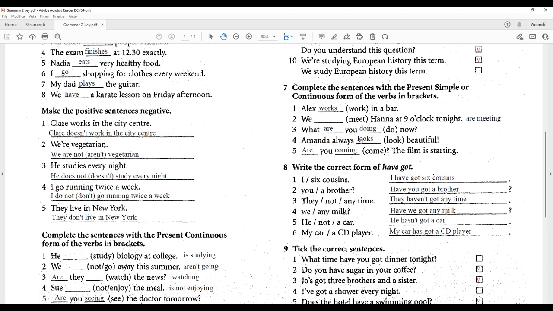Amanda always looks beautiful. Always, sempre. Quindi non in questo momento. No, Amanda always is looking beautiful. Amanda always looks beautiful.